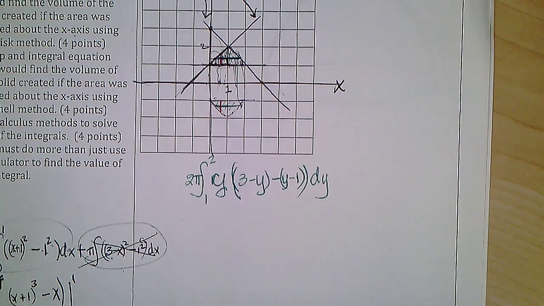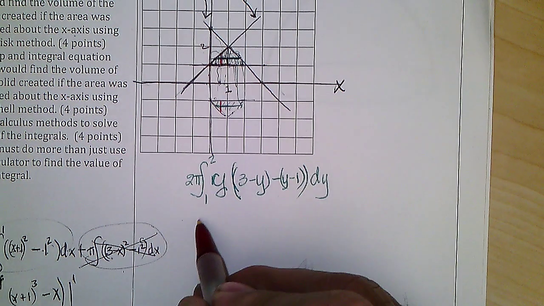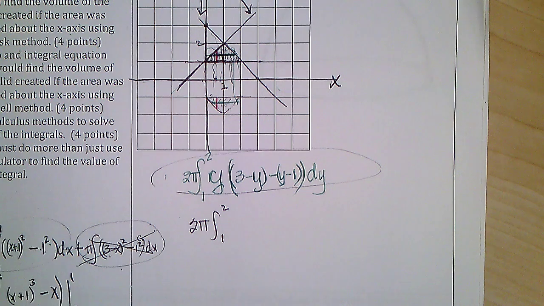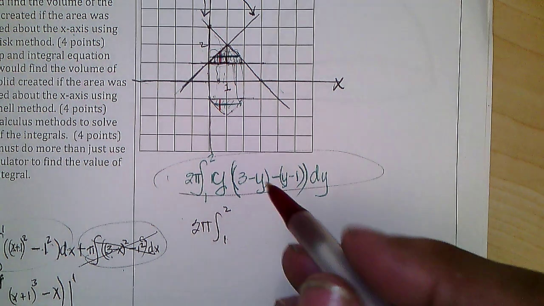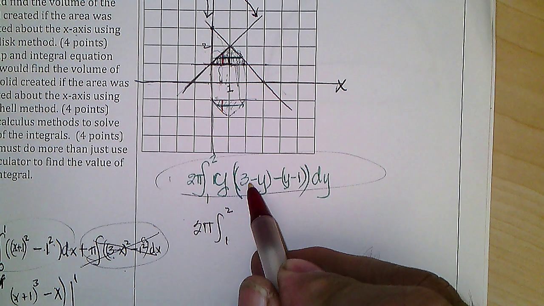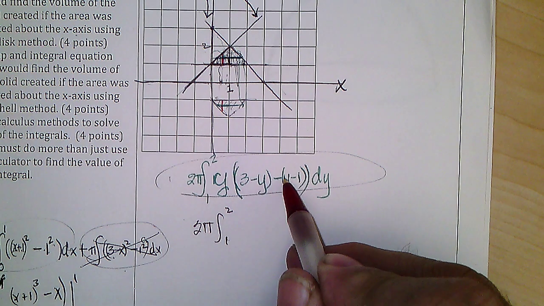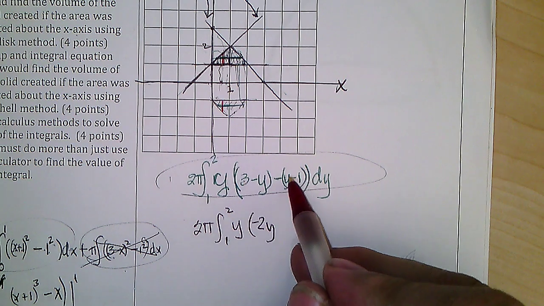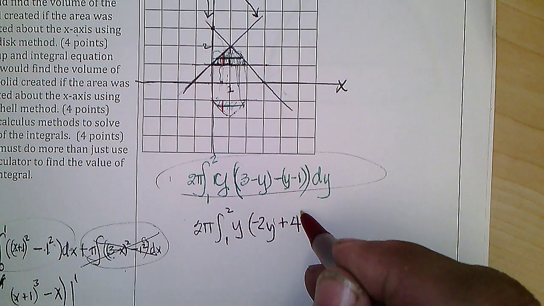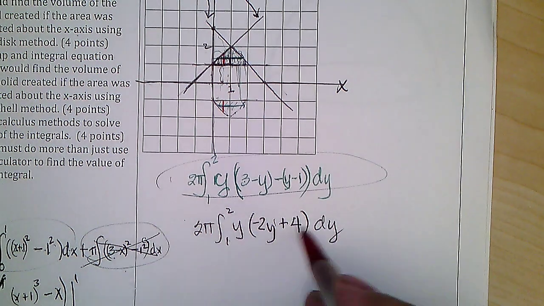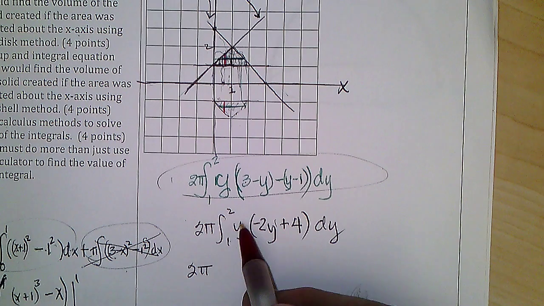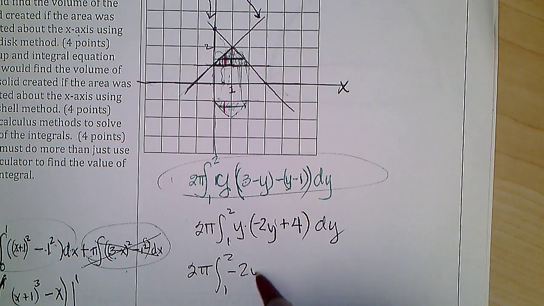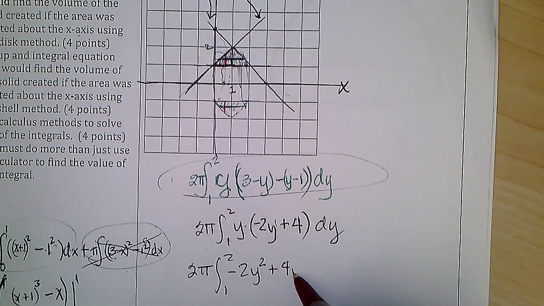Okay, so that would be 2 pi integral from 1 to 2. So this is a setup for b. And here's the working it out. So I have minus y, that's minus 2y. And I got 3 minus a minus 1, which would be 4. Distributing the y, I'd have 2 pi, and I have to distribute. I can't integrate that and integrate that separately because they're multiplied. 1 to 2 of minus 2y squared plus 4y.